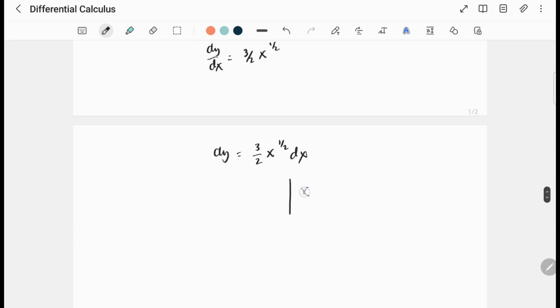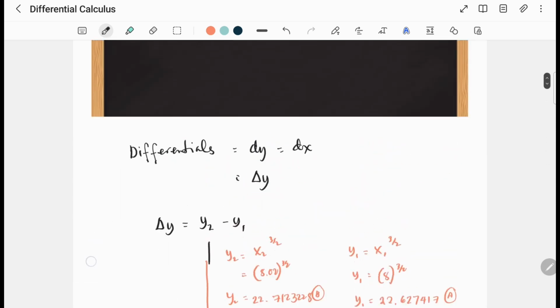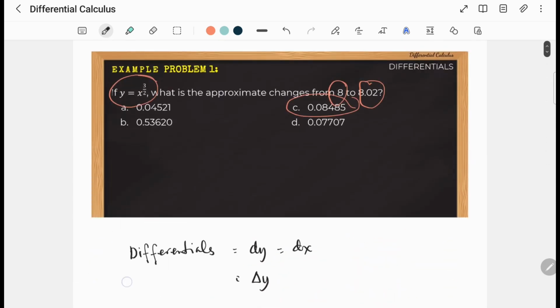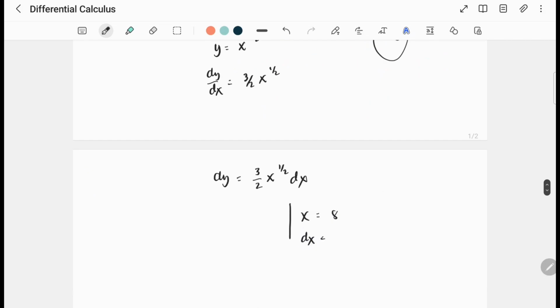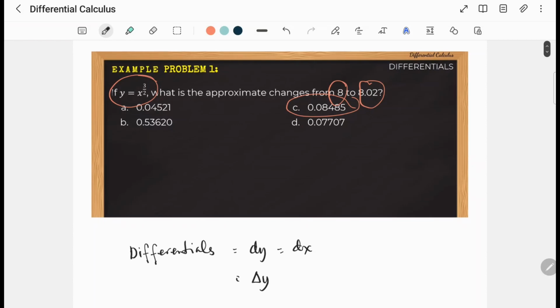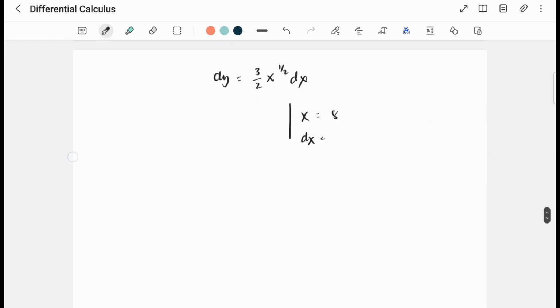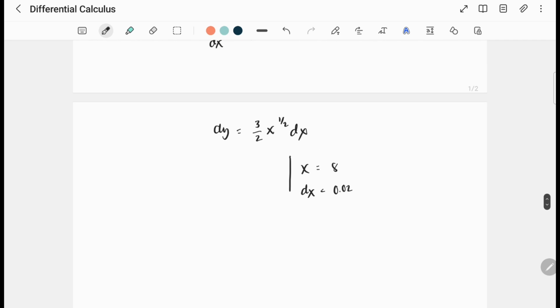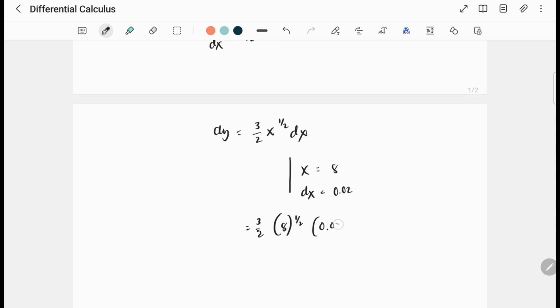Yung x natin dito is yung initial value ng ating x, so yung initial value natin ay 8. Tapos, yung ating dx is yung change nung x. Nag-change man yung x from 8 to 8.02, so yung ating dx ay 0.02. Substitute lamang dito. Ang mangyayari is 3 halves times 8 raised to 1 half and then 0.02. Makakompute natin yung dy, and dapat same sila ng value nung kanina.